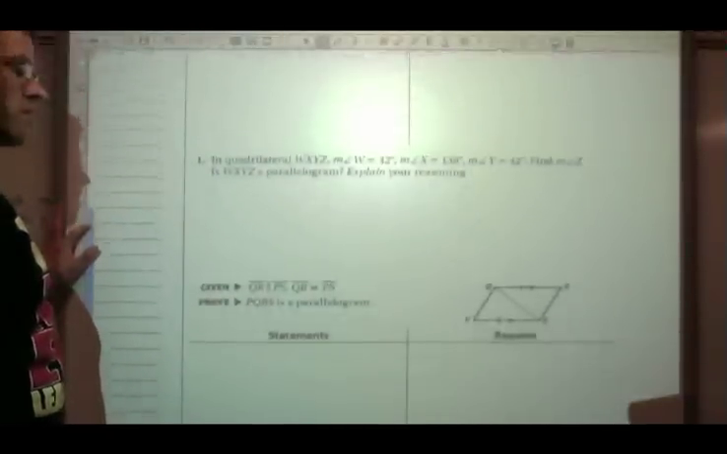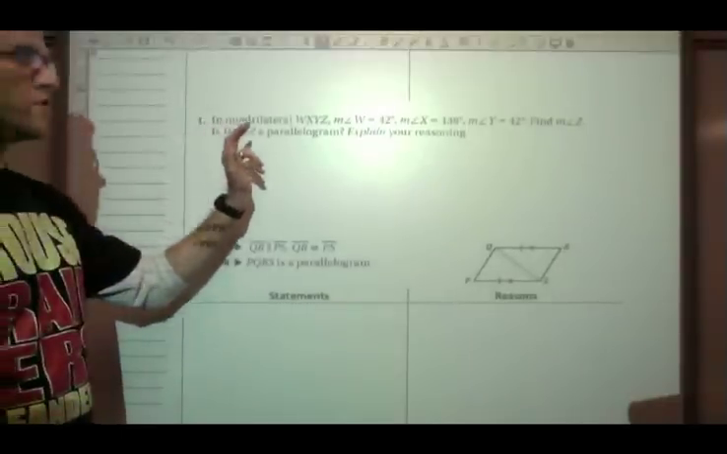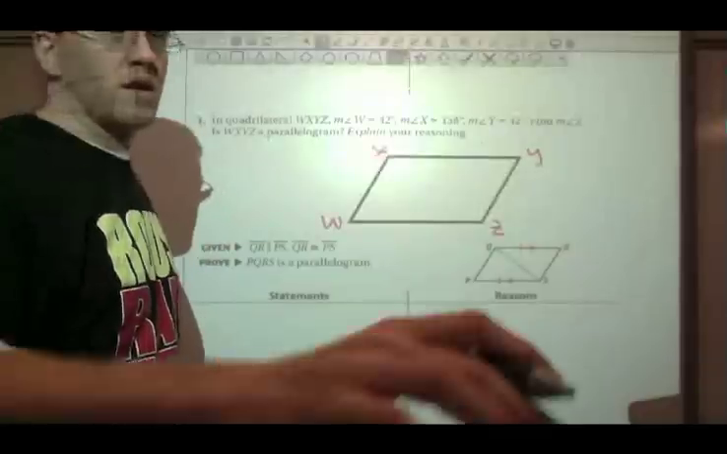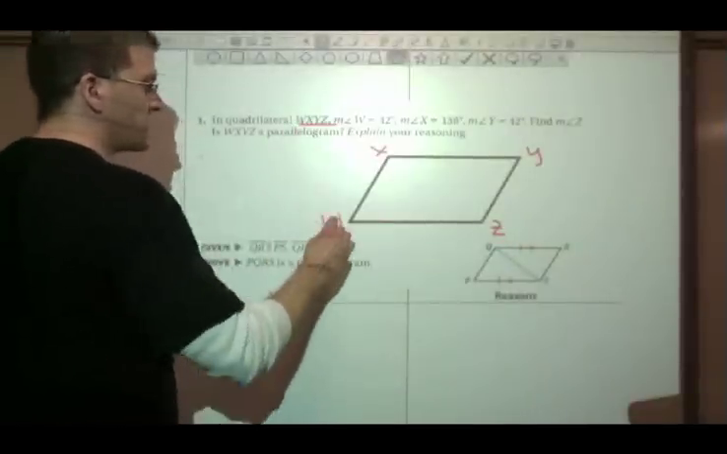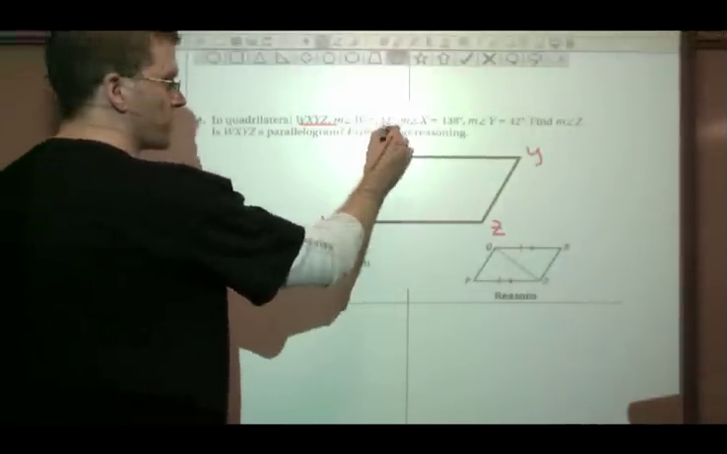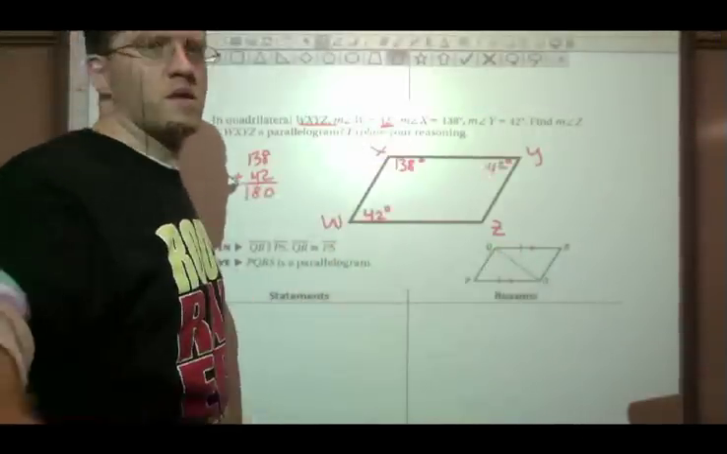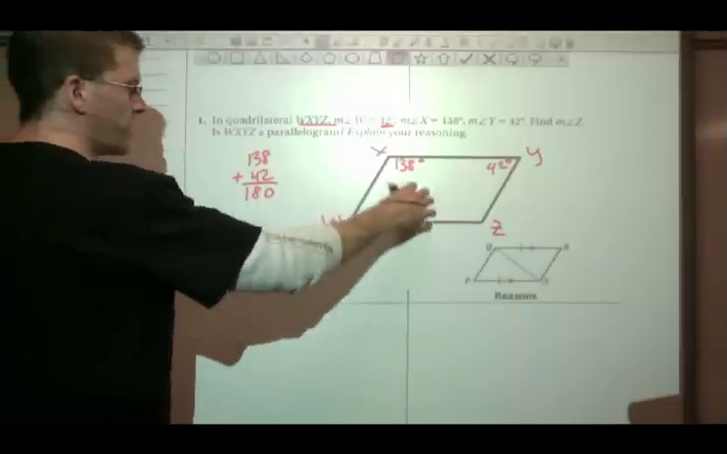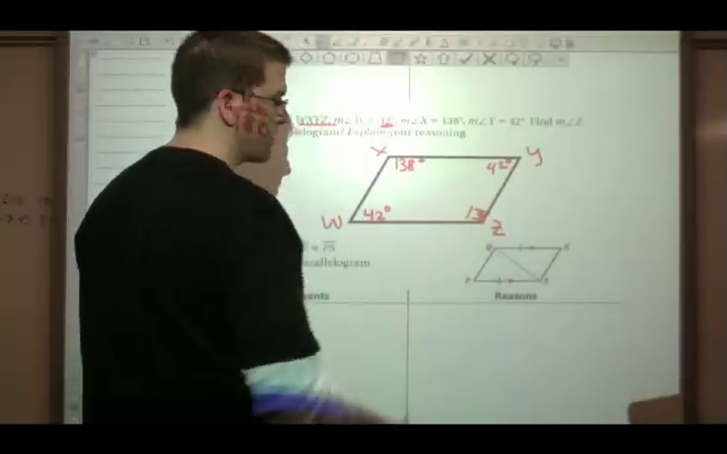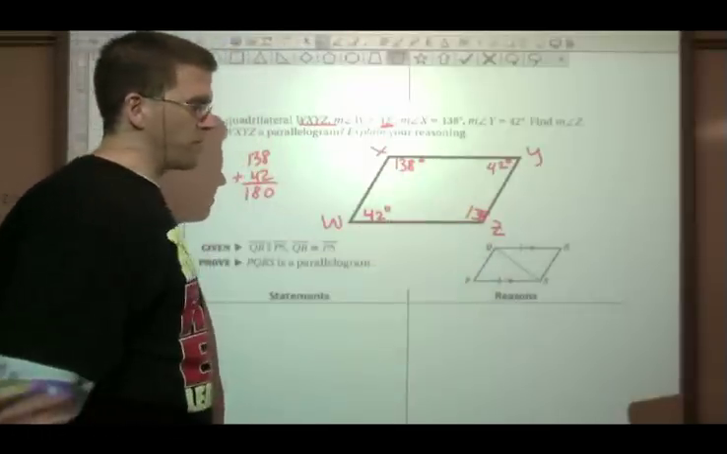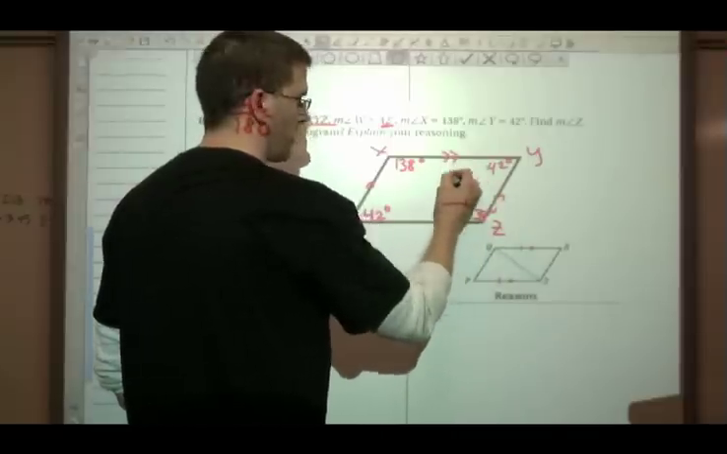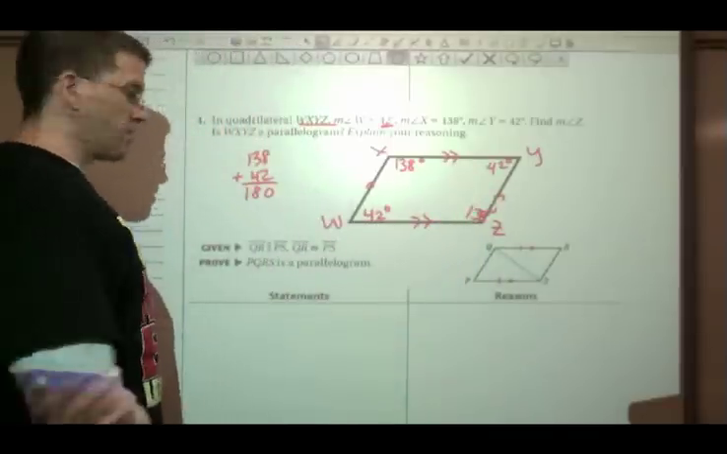Let's go ahead and go to the next one. I'd like for you to pause the video, try this before I show you my solution, and see if you get the same thing. Note that it says WXYZ, so it's got to go around the perimeter. It actually doesn't matter which one's which. I just made sure that the acute went with the acute and obtuse with the obtuse. Well, you can see that 138 plus 42 is equal to 180, and this is 42. That means this one's 138, because the sum of all four angles must be 360. Therefore, this one must be a parallelogram by the theorem that we just talked about just above. All right, let's keep going.